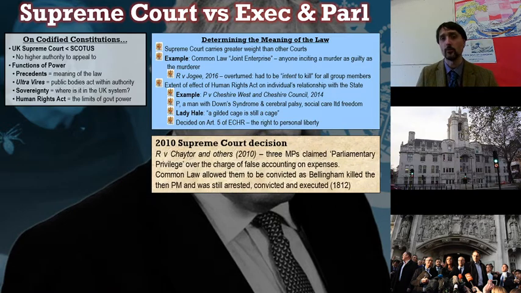The next thing when it comes to determining the meaning of the law is a Supreme Court decision from 2010. In the case of R versus Chaytor and others, 3 MPs claimed that parliamentary privilege meant that they could not be charged in a court of law over the charge of false accounting on their expenses. They'd provided false expenses in order to defraud money from the public purse, and they argued that, sure, they were guilty of that, sure, they'd carried that out, and sure, they'd lied, but they could not be prosecuted or be sent to jail because those crimes took place on parliamentary property.